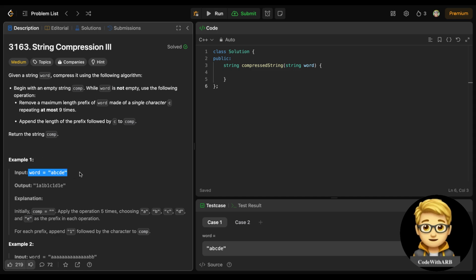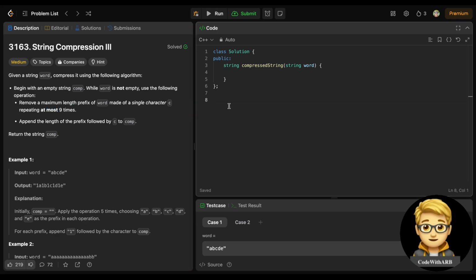We are given a word and also an empty string com, and we need to do some operations. The first operation is to remove a maximum length prefix of word made of a single character C, repeating at most 9 times. So basically, we need to write the number of times the character is present in this word, and at most 9 times the number should be present.